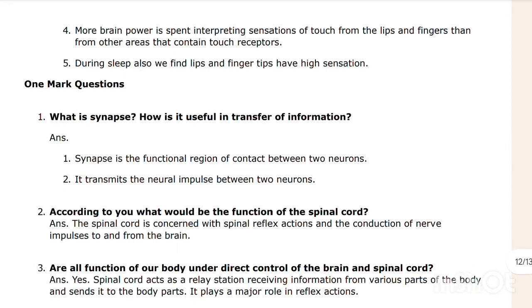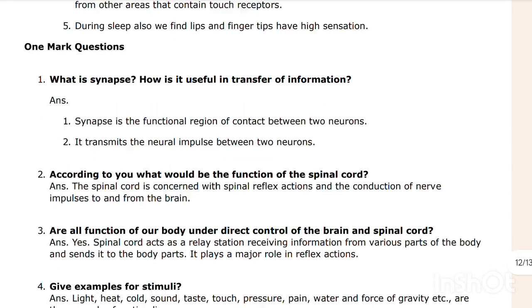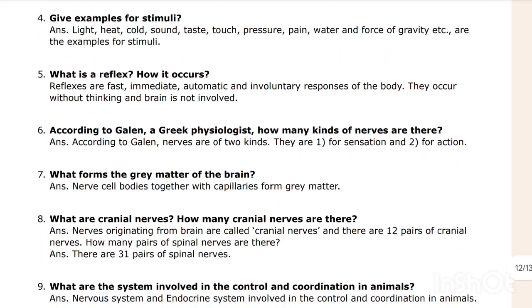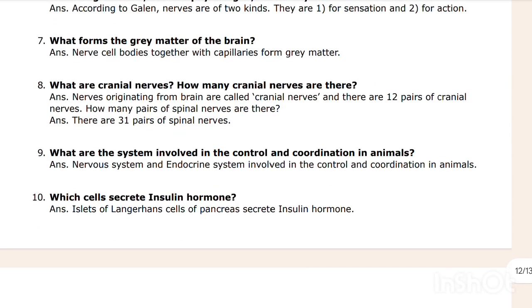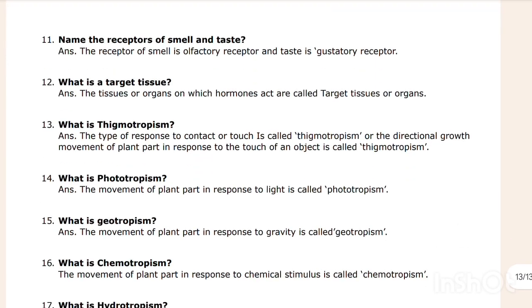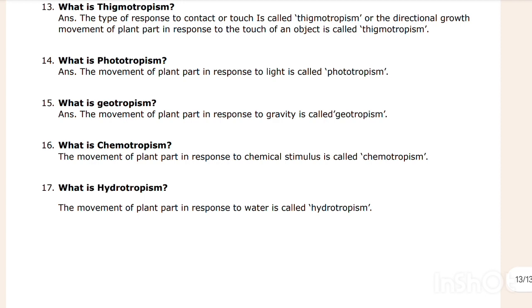And then see this one. Then 1 mark questions are also here. Give an example for what is the selection. What forms the gray matter of the brain. This is the 1 mark questions. Actually in this tutorial video, whatever is in this I have totally covered. So we will meet in another video, and Jai Hind.